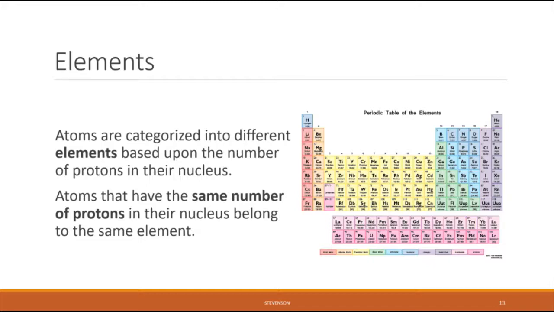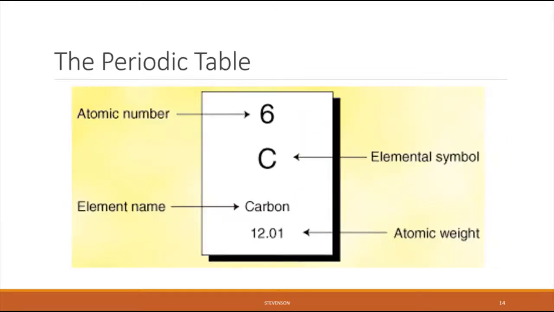Now, if you've seen the periodic table before, which is what's displayed on the right-hand side of this slide, then you have seen a picture of what are all of the known elements in the universe. If we zoom in on one of these squares on the periodic table, then we can see that there are a few different features presented on this square.